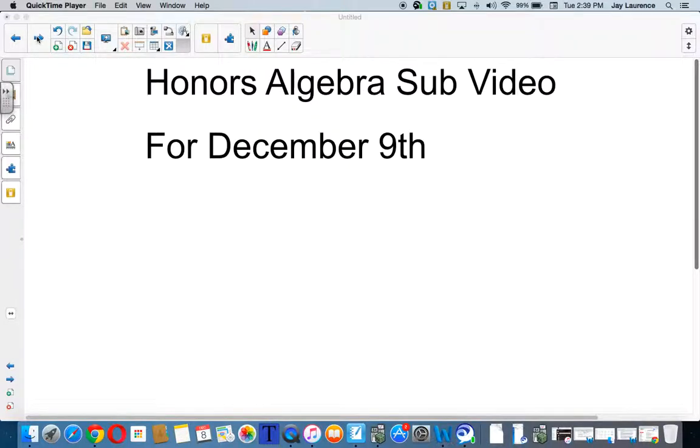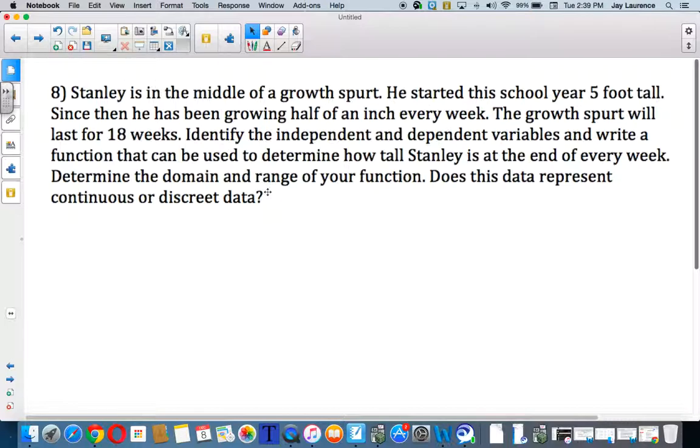So the first problem I want to talk about says Stanley is in the middle of a growth spurt. He started the school year 5 foot tall. Since then, he's been growing half an inch every week. The growth spurt will last for 18 weeks. Identify the independent and dependent variables and write a function that can be used to determine how tall Stanley is at the end of every week. Determine the domain and range of your function. Does this data represent continuous or discrete data?